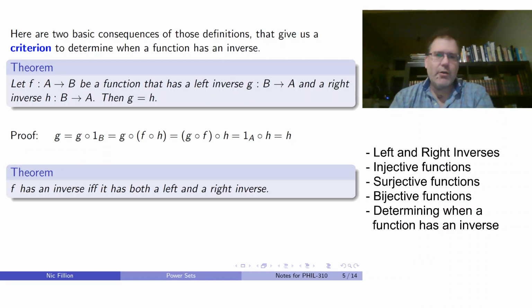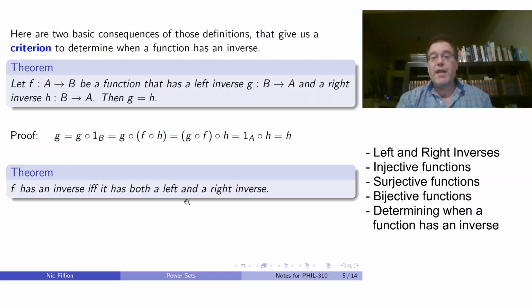We have a second theorem that says F has an inverse if and only if it has both a left and a right inverse. Okay, so where does that leave us? Well, I told you at the beginning, we're trying to find a criterion to determine when a function has an inverse. And I said we're going to introduce two concepts. Those two concepts were the concept of left inverse and the concept of right inverse. And now this last theorem tells us part of the answer. F has an inverse if and only if it has both a left and a right inverse.